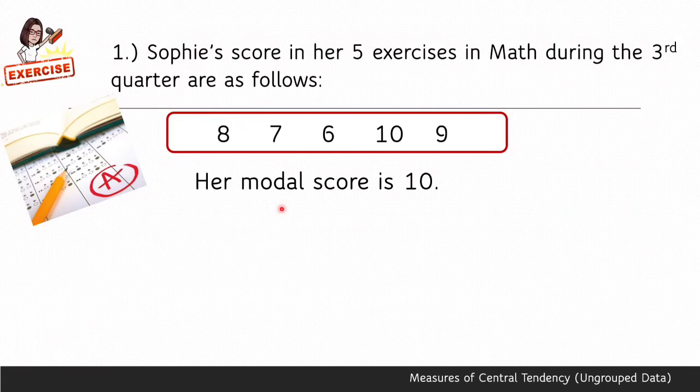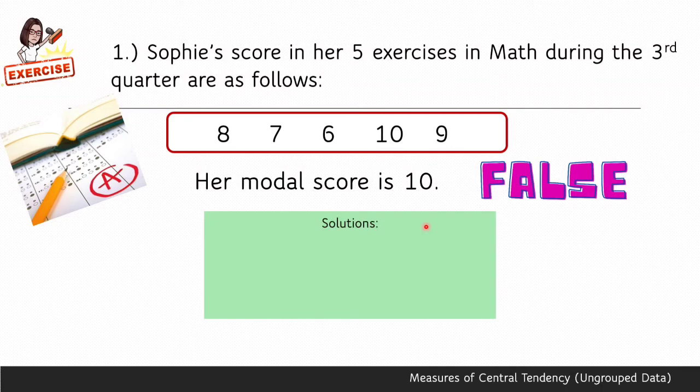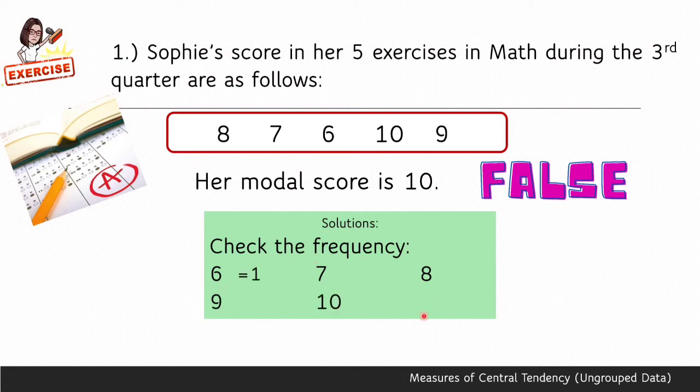Okay, what do you think is the answer? It's false. Why false? Let's have the solution. Of course, you have to determine the frequencies. The numbers that appeared here are 6, 7, 8, 9, and 10. How many times did these numbers appear? 6 appeared once, 7 once, 8 once, 9, and 10. All of these actually appeared only once. There were no numbers repeated more than once.